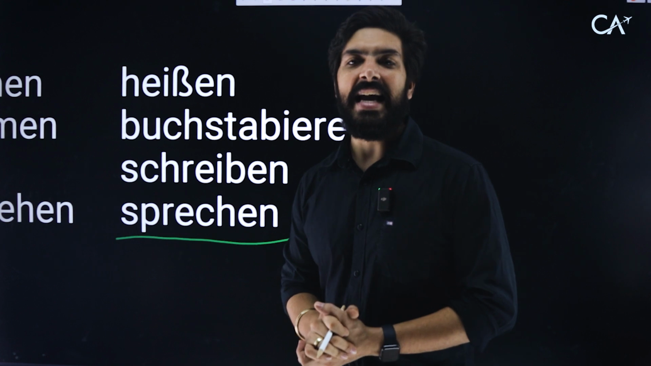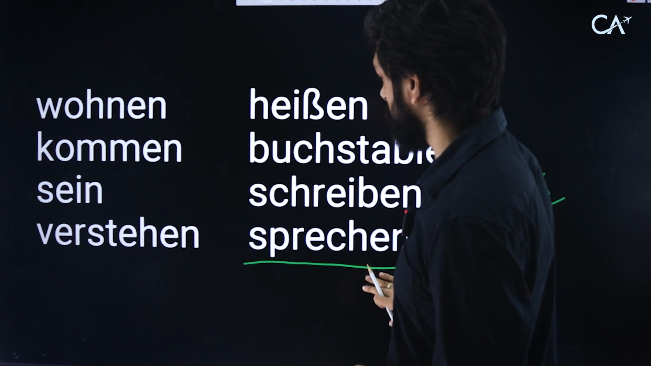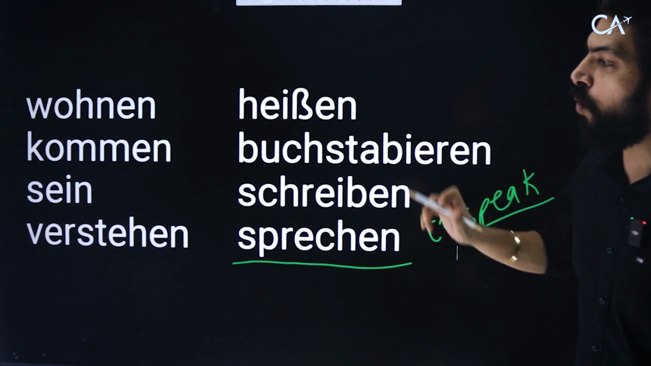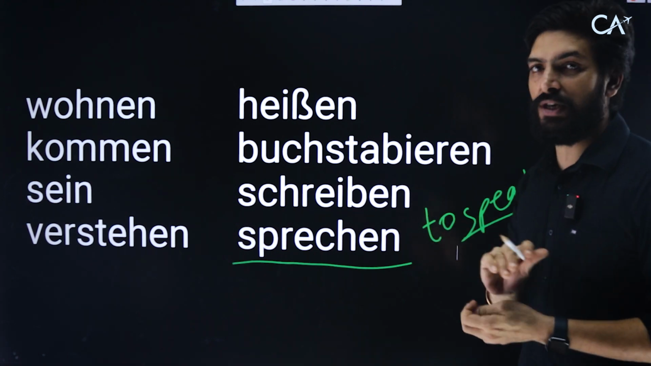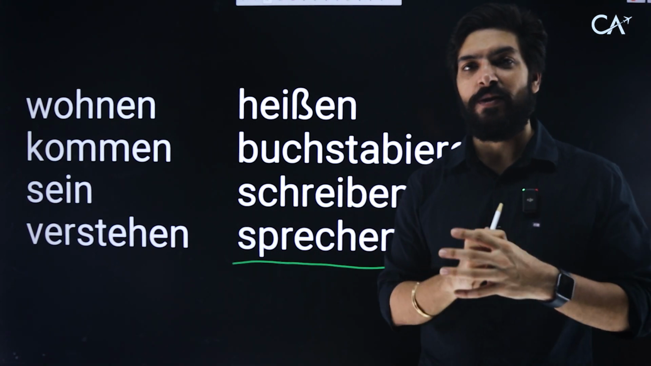And that's the end of our chapter. We already have 8 verbs together. You can have a look at this and go with the first one. Wohnen, kommen, sein, verstehen, heißen, buchstabieren, schreiben, sprechen. The day you can say it like this, that means you have remembered these 8 verbs.